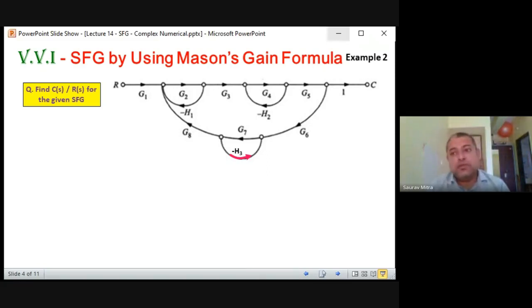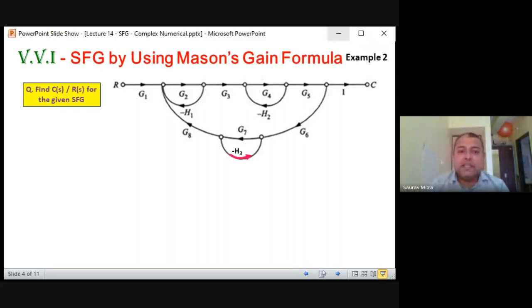In the previous example, there were two forward paths, so it was P1 and P2. How to find delta k and what is actually delta k? Delta k is found when a forward path is there and a loop is there, and the loop and forward path are not touching each other. In that case, that term, delta k, arrives.